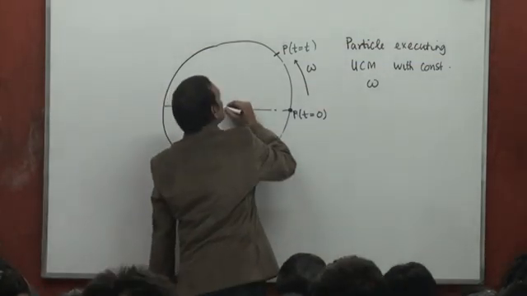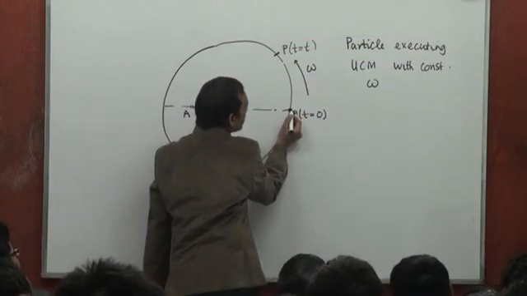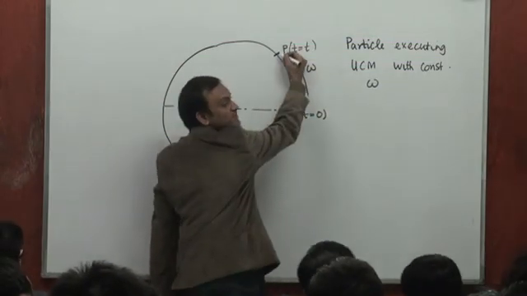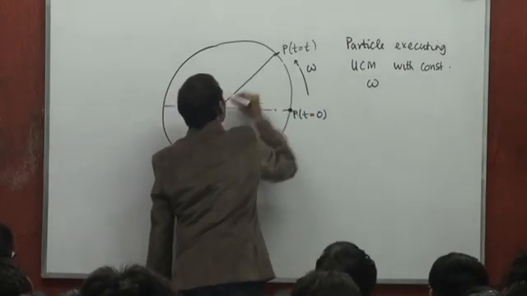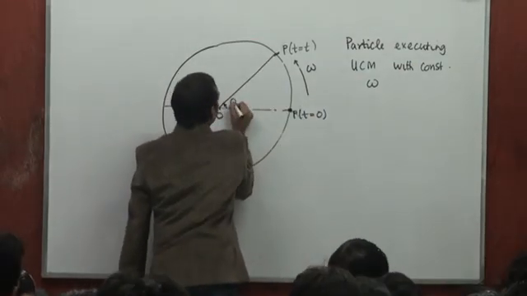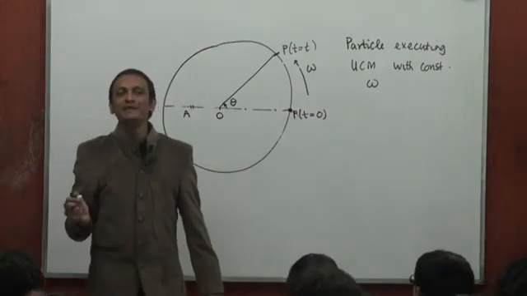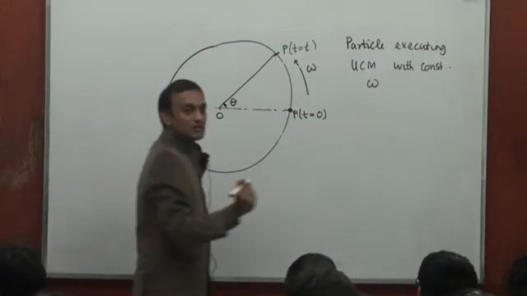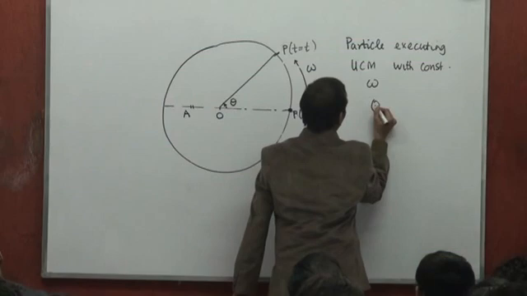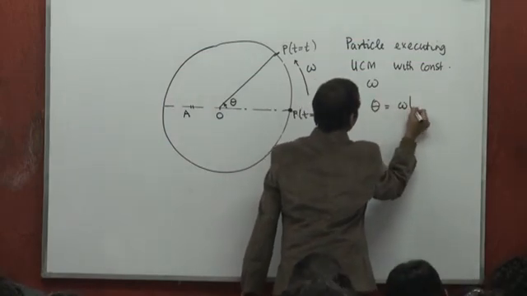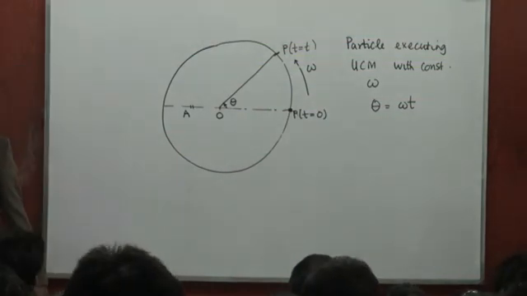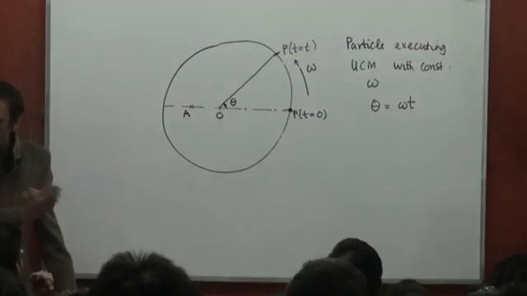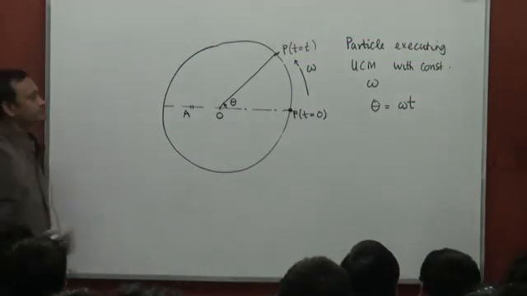Now, in t seconds, the particle has gone from this end to this point, right? And it would have described an angle theta at the center, given by theta equal to omega t, because omega is constant. So in t seconds, it will describe omega t radians at the center.